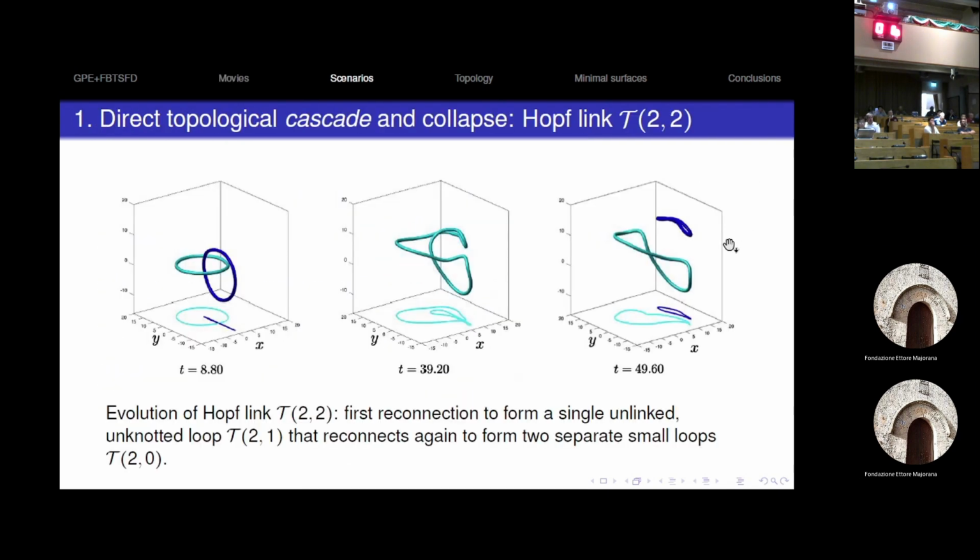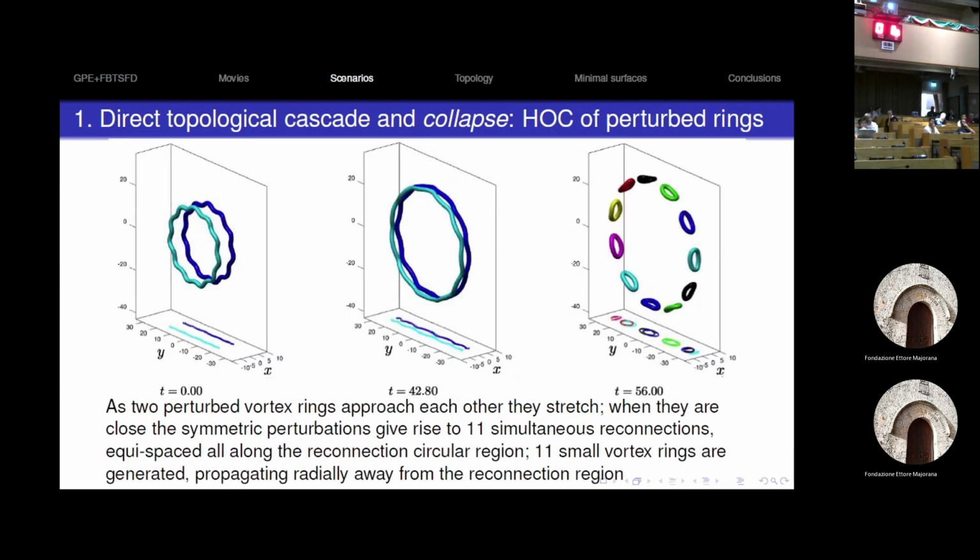So now let's try to classify these scenarios. I didn't show you this movie, but you start from a Hopf link, and then you get a single unknotted loop, and then from there you get two single loops. So this is precisely what he showed us this morning. So it's a direct topological cascade of the Hopf link. And this is one scenario. The same scenario, we put them together, and we call it collapse. For us, collapse is when there are instantaneous reconnections, so the topology changes instantaneously.